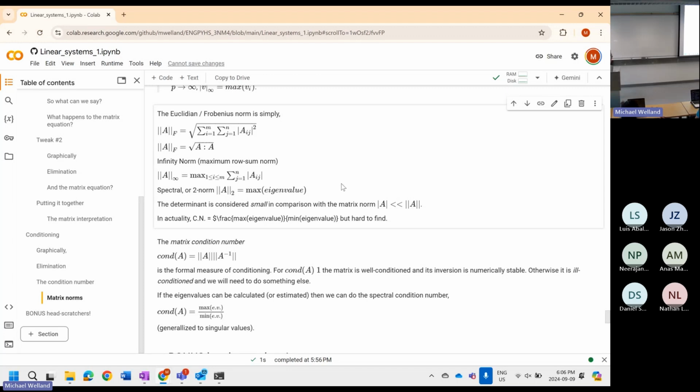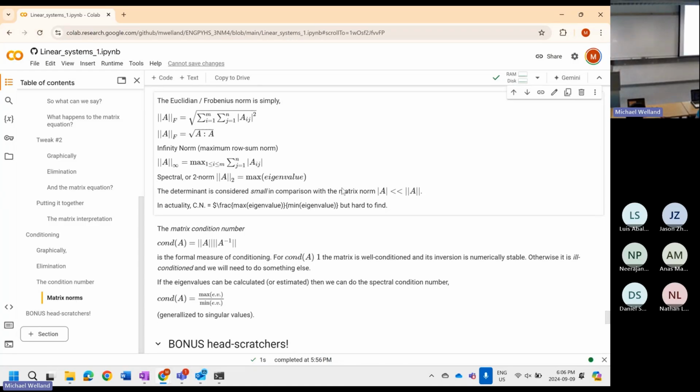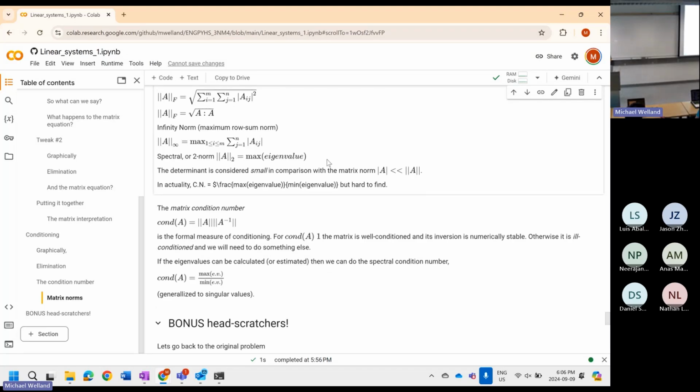Okay, there is also something called the spectral norm, and that's the maximum eigenvalue of your matrix. And that's actually kind of a useful one. That's probably one of the more useful ones. But that requires eigenvalue decomposition that we won't get to until later in the year. We will actually get to that.